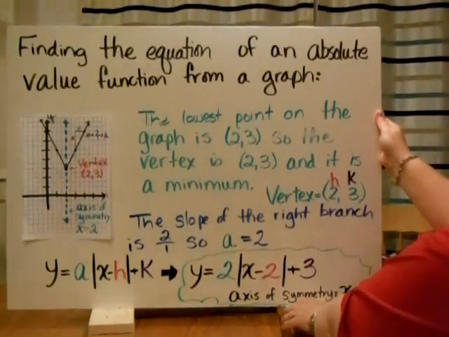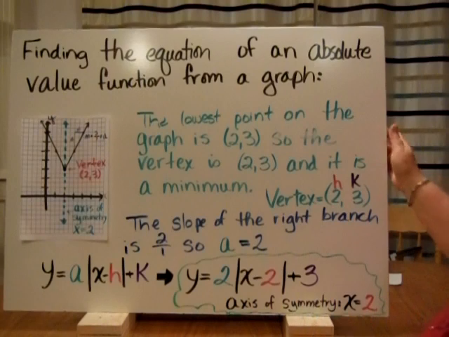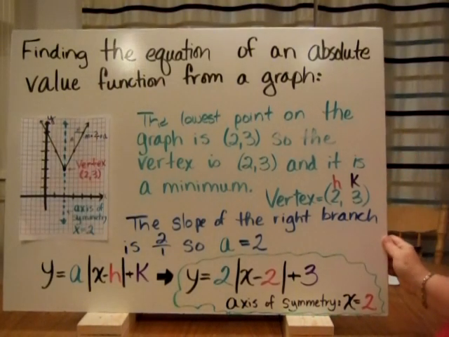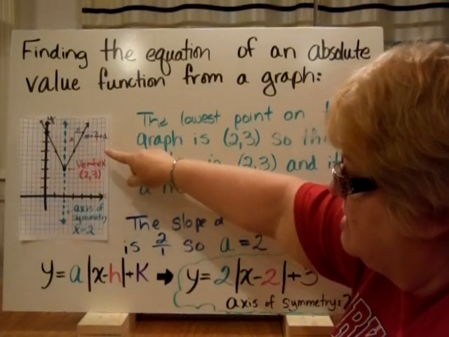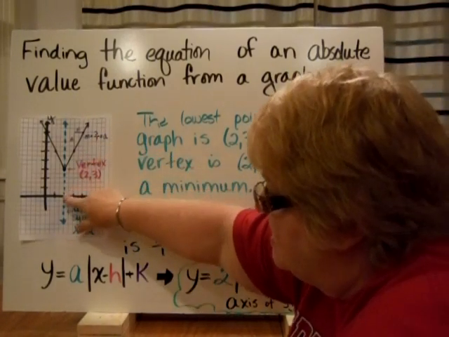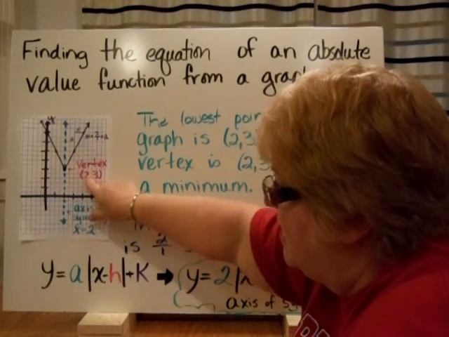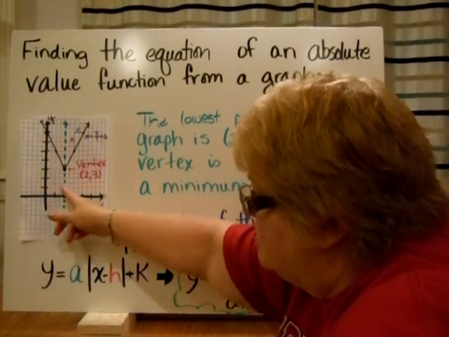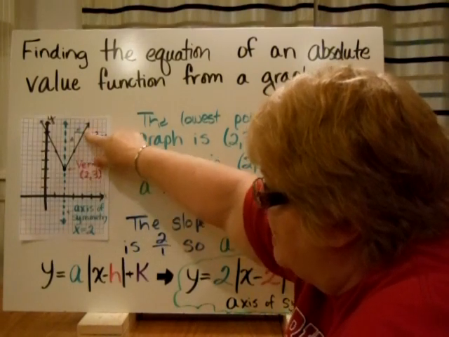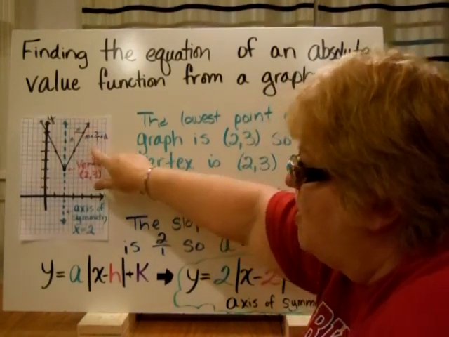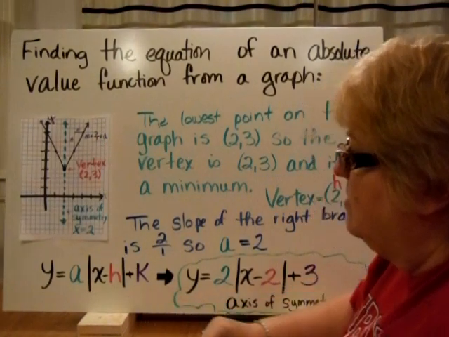Okay. Now we want to find the equation of an absolute value function from a graph. So we have this graph, and we know it's an absolute value function because it makes a V. The vertex is at the point 2, 3. Our axis of symmetry goes through the vertex, and for the slope of this right hand side, we go up 2 and over 1, so the slope is 2.